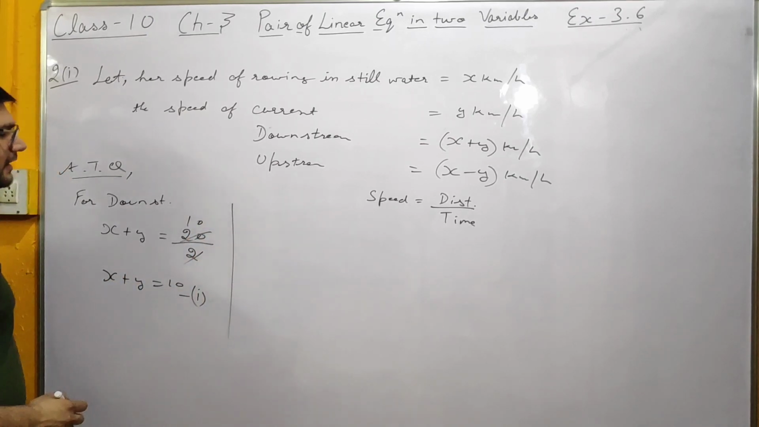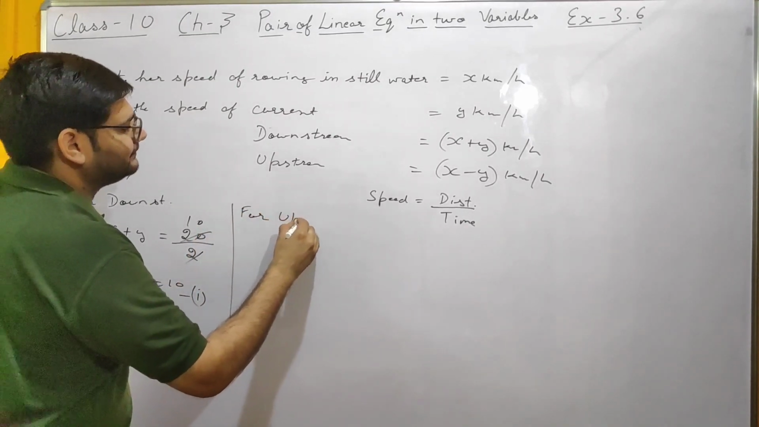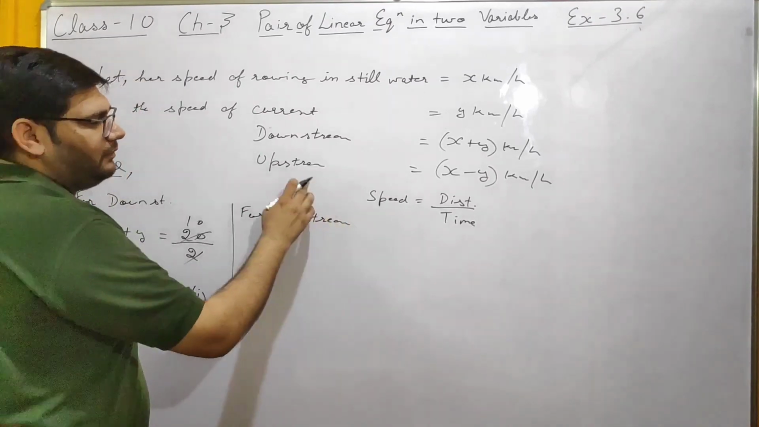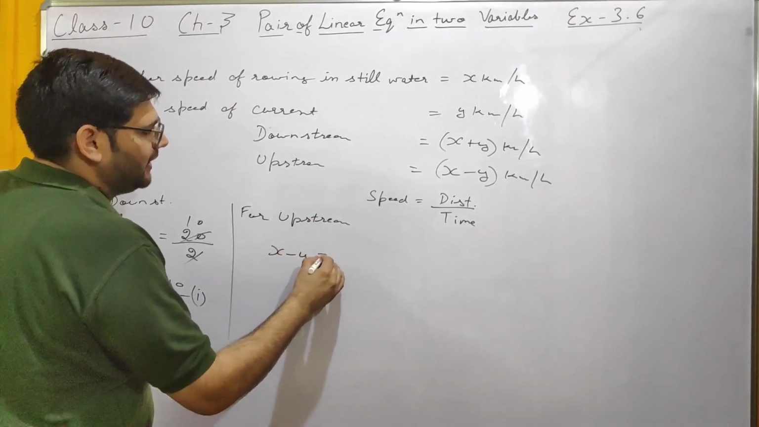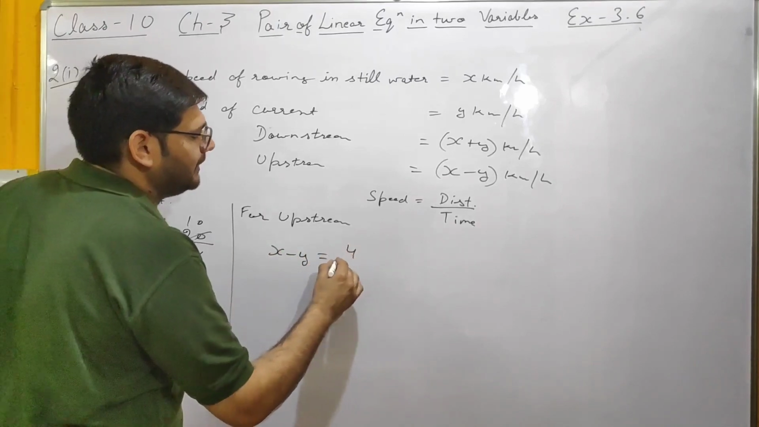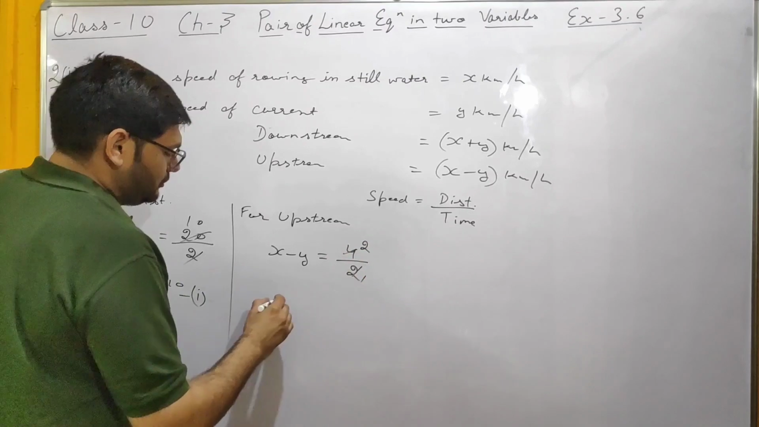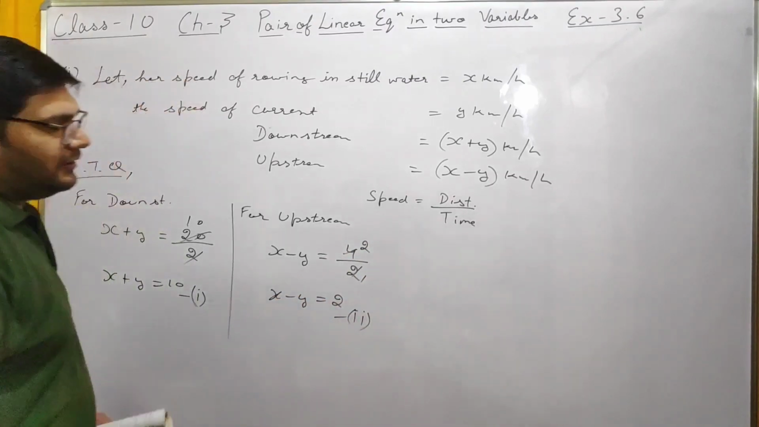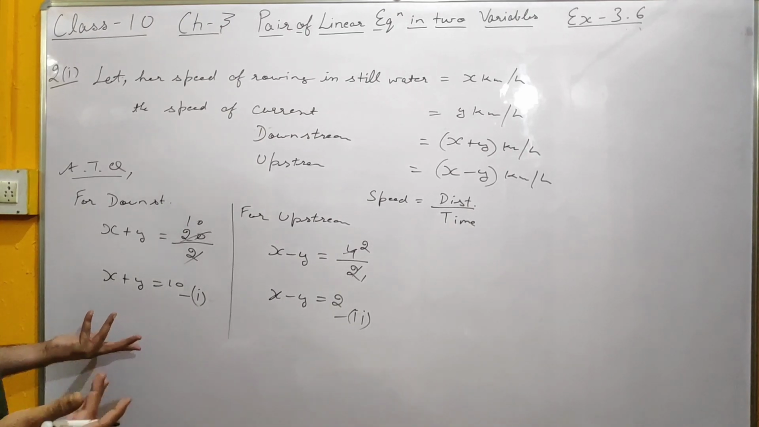Now for upstream. Again, speed equals distance upon time. What is the speed in upstream? It is x minus y equals, what is the distance? 4 kilometers in 2 hours. So 2 is the time. So x minus y equals 2. This is our second equation. So this was the only thing, how to make the equations. Now you can find out the values easily, my dear students.